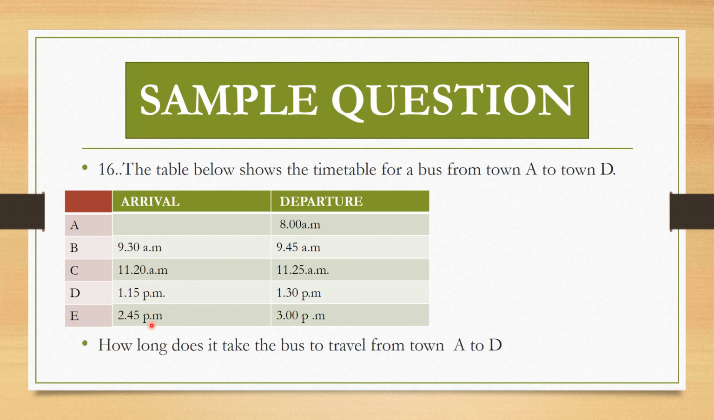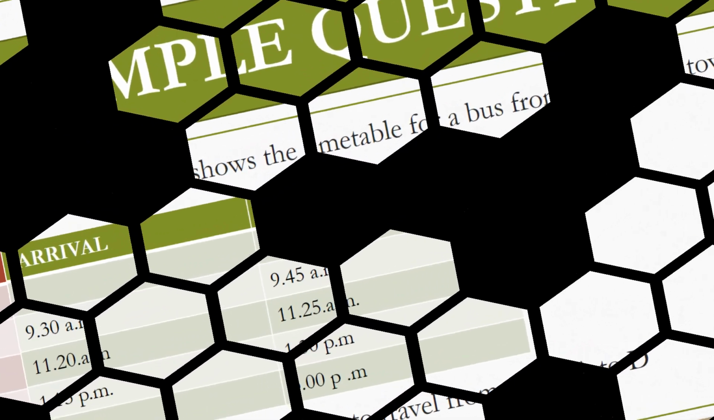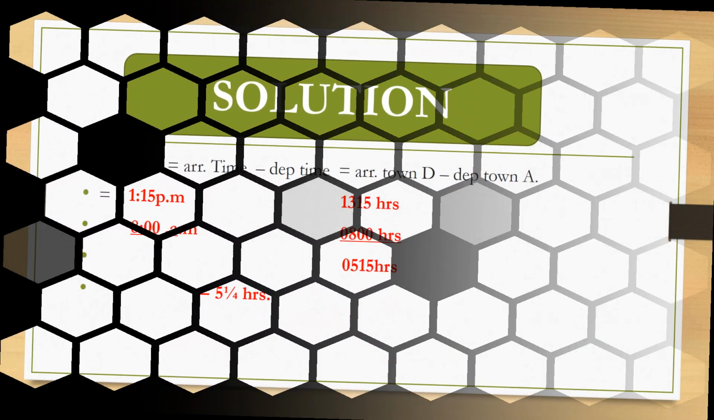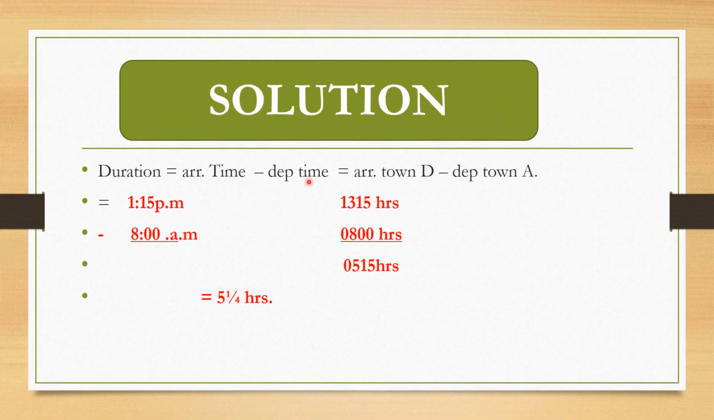So these are the two times that you're going to subtract, bearing in mind that duration is equal to arrival time minus departure time. So let's see how we can simplify that work. Like I told you, duration is equal to arrival time minus departure time. The arrival time at town D was 1:15 p.m., minus the departure time at town A. The journey started at 8:00 a.m. and then you arrived at town D at 1:15 p.m.